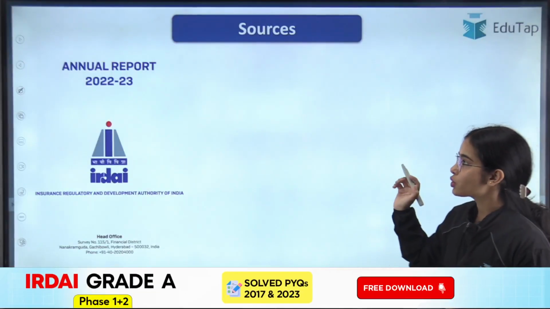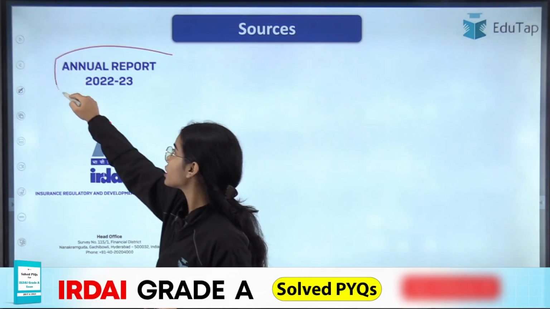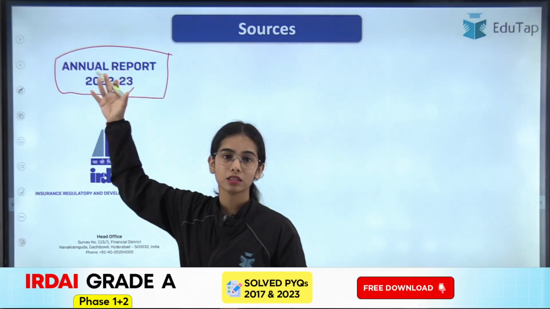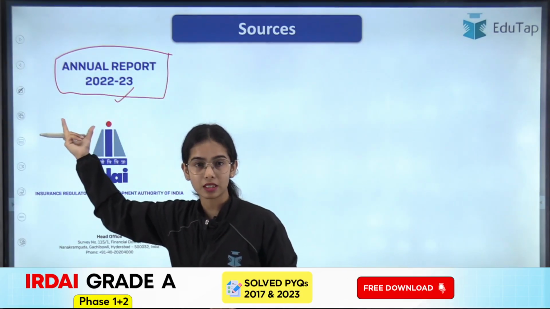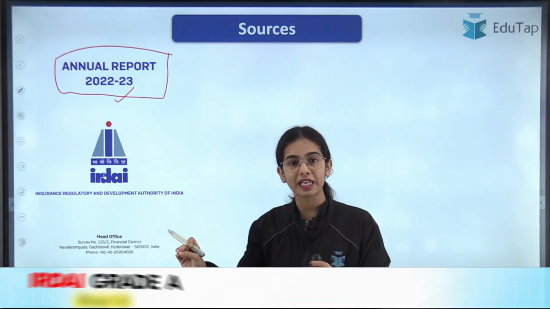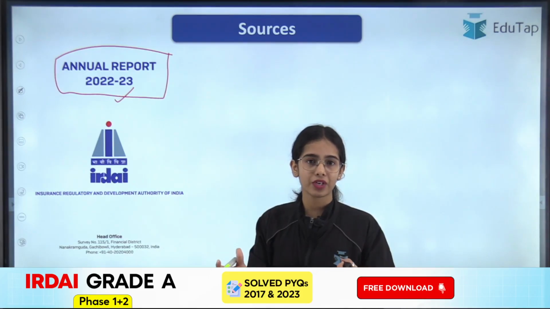Now, sources. The first and most important source is your IRDAI annual report of 2022-23. This is the latest report available. You have to focus on this annual report, because the insurance penetration and insurance density data is given here. Much of the data is given here.